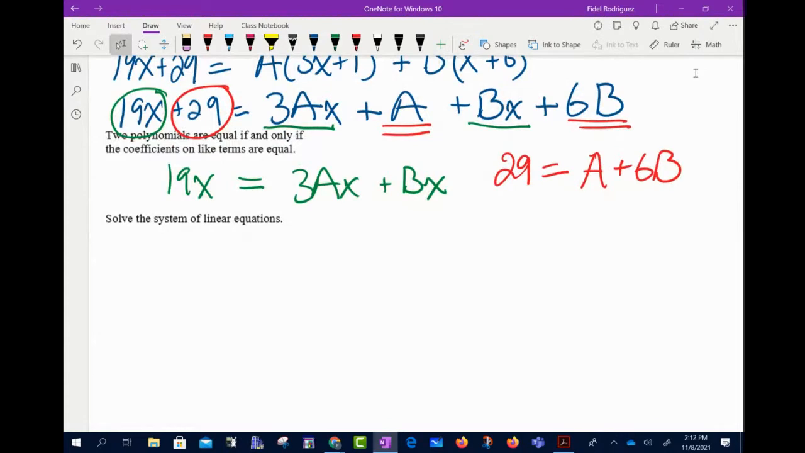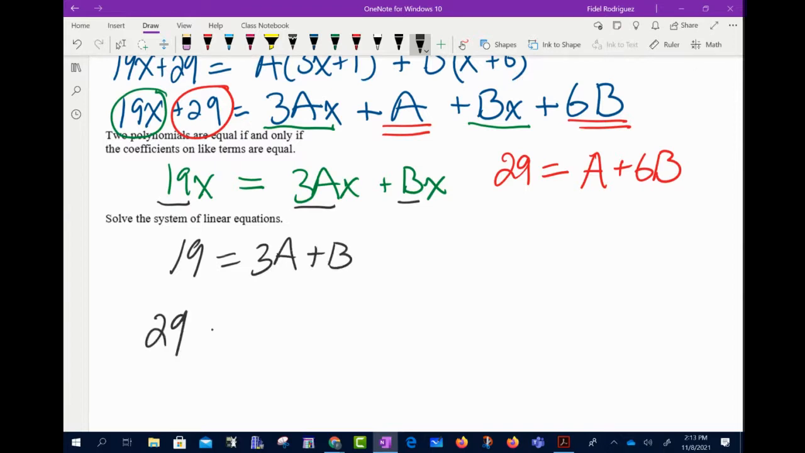And so what we're going to do now, y'all, we're going to set up a system of linear equations. So the first thing we're going to say is, look, we know that 19 has to be equal to 3a plus b because that's the number in front of the x, right? And these are the numbers in front of the x. So I'm going to say 19 equals 3a plus b, and 29 equals a plus 6b. And what we need to do now, y'all, is we need to solve this system of equations.